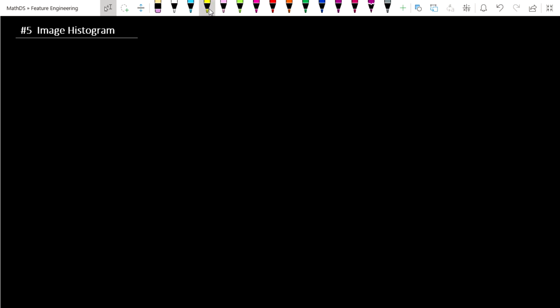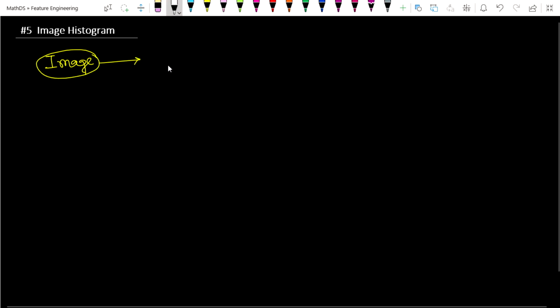We have already seen that there are various kinds of images in image data: face images, various types of object images, and scan images like X-ray images. There are various kinds of image data available.